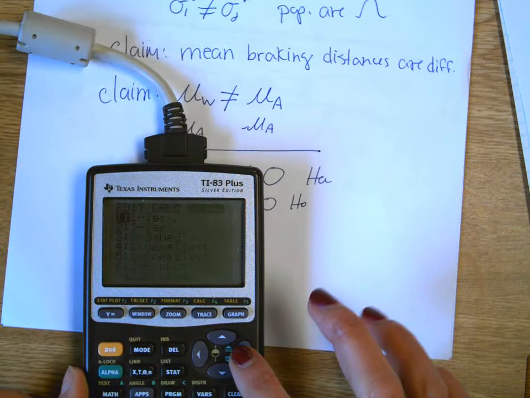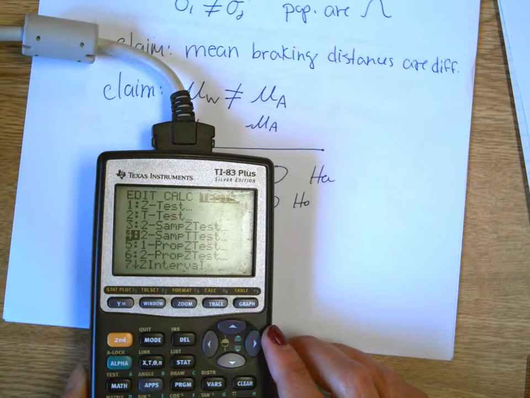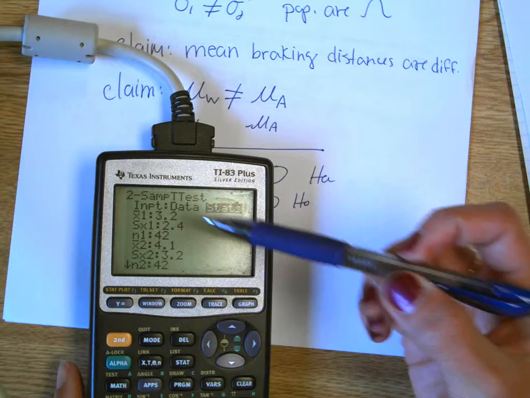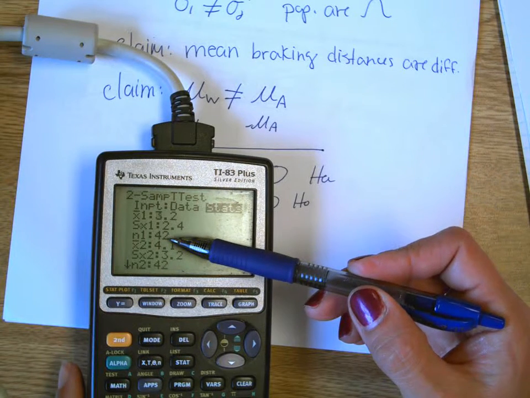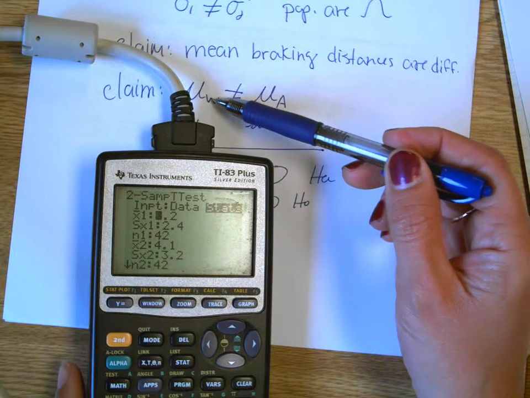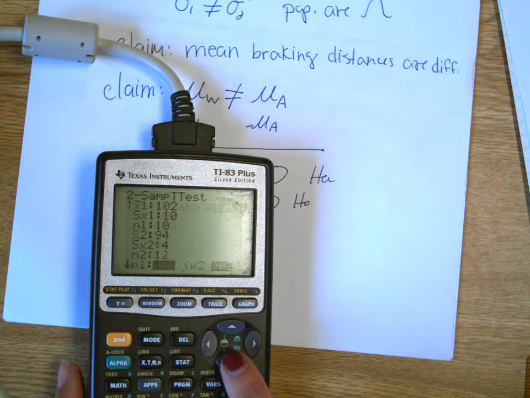Not program, stat, test, 2SampTTest. Oh, this programmer was nice. They put all of the stuff from sample 1 together. So a different programmer, I'd say, did the other one. Because I wrote the winter tires first, that's going to be my sample 1. So right in order, 102, S1 is 10, N1 is 10. Let's see, 94.4, 12.